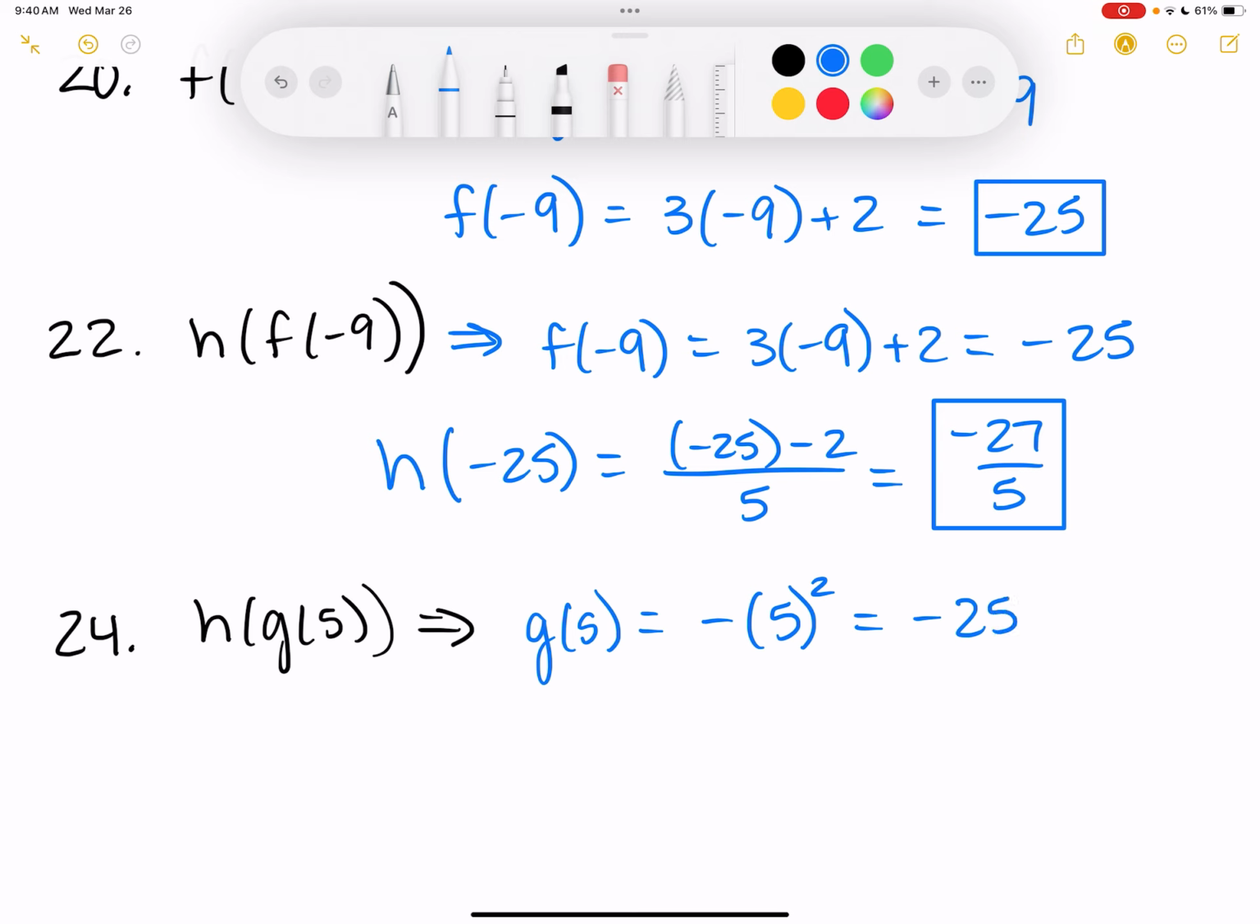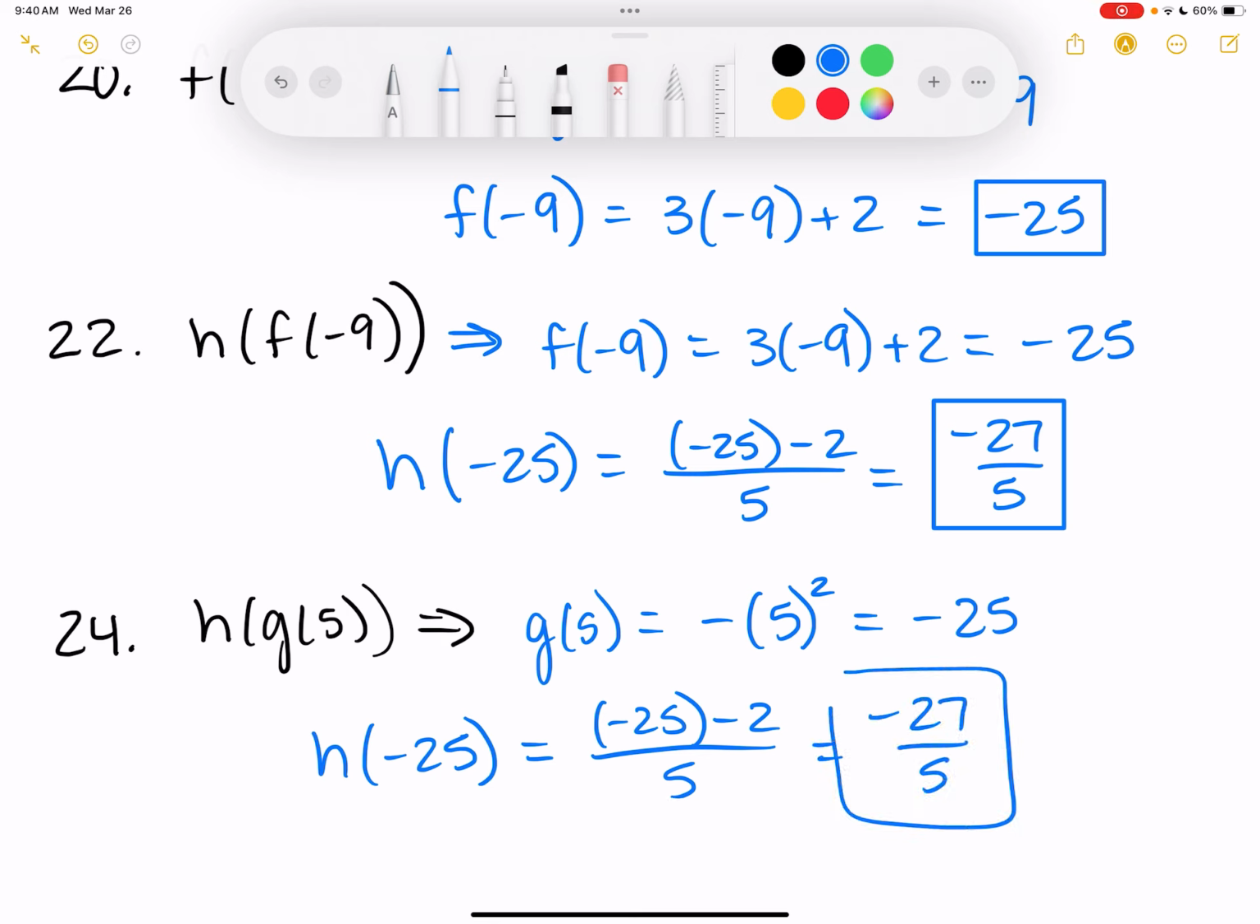I literally keep ending up getting the same thing. I feel like they could have done better than that. h of negative 25, we happen to have already done. Negative 25 minus 2 over 5 is negative 27 over 5. I feel like they could have chosen numbers that weren't going to give us the same answer as a previous problem, but whatever. It's easier that way.